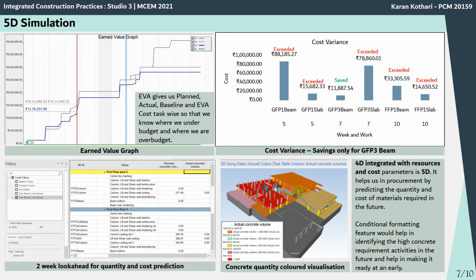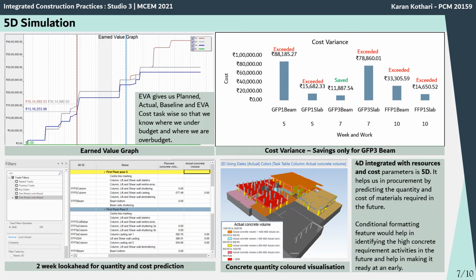Coming to the 5D simulation, the 5D analysis brings the detailed cost information to the project. So 4D integrated with cost, resources and cost parameters is 5D. Here the EVA graph gives us the planned, actual, baseline and EVA cost task wise, so that we know where we are under budget and where we are over budget, which can also be depicted from the figure in which we see which week we are over budget and which week we are under budget.